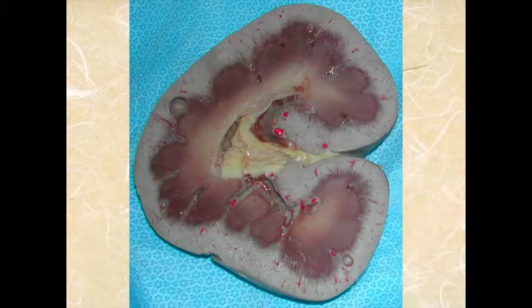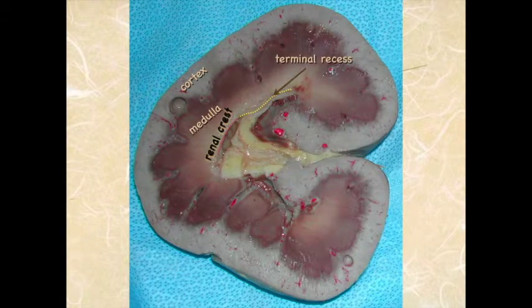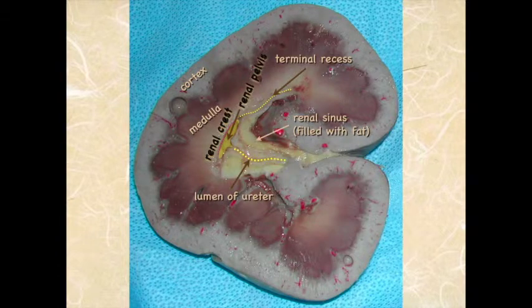Okay, so here is an actual equine kidney. We see the cortex, we see the medulla. The renal crest is right there, it's very small. Terminal recess extends out to either side like this. Here we have the renal pelvis, which then empties into the ureter. Okay, remember that area around the ureter and the renal vessels that contains fat is the renal sinus.